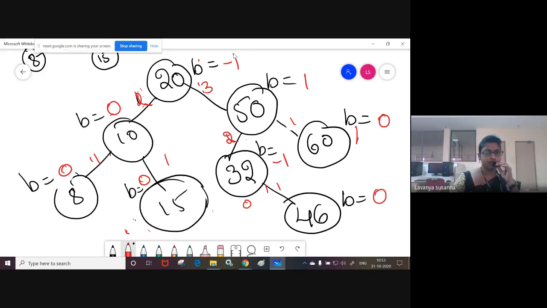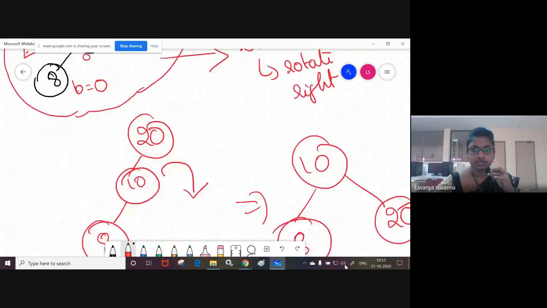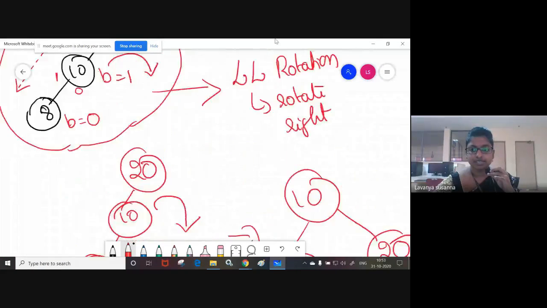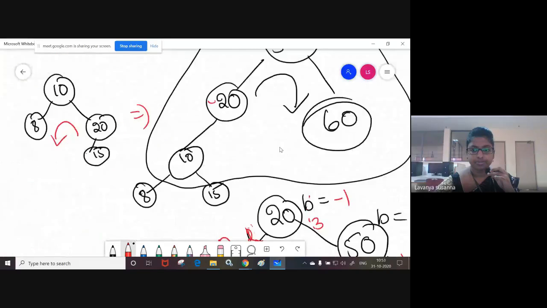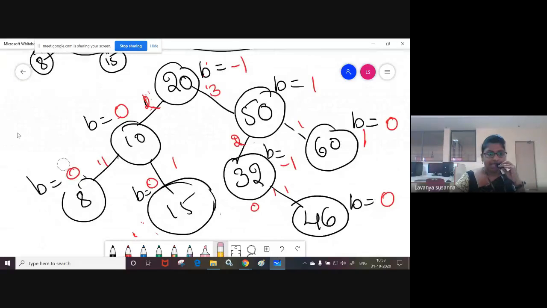For each and every node, please find out the balancing factor. You got B equal to 0, minus 1, 1. So it is a balanced tree. Now, insert element 11. Next element is 11, right? Please try to insert 11. Again, you need to find out the balancing factor after inserting.